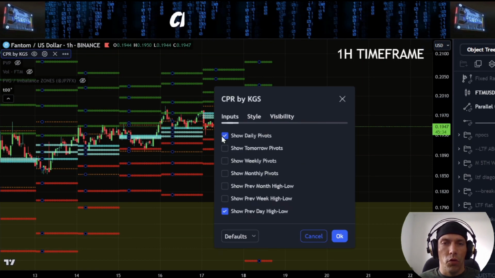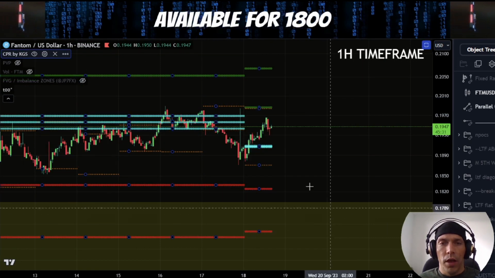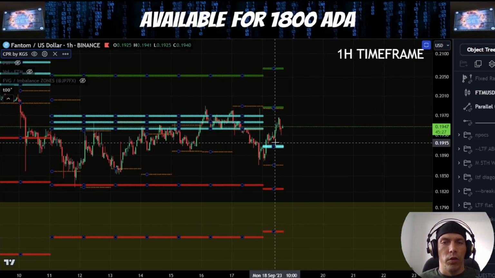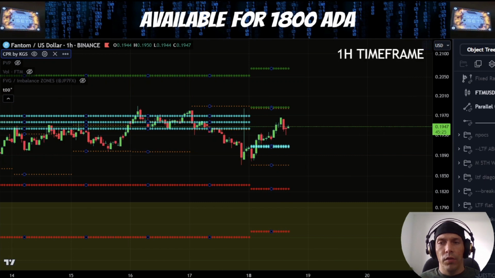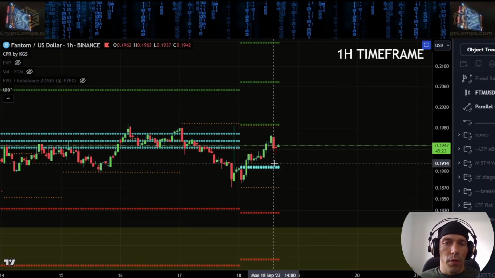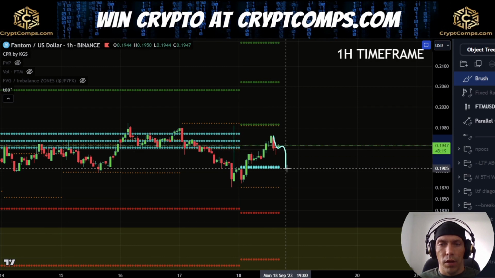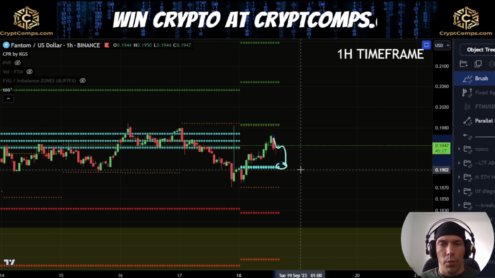Now, we do have some new weekly CPR lines here, and what we can see is that we've actually printed a lower CPR line, which is giving us an initial bearish bias. However, these are very tightly spread, so these are indicating that we're going to see some volatility.